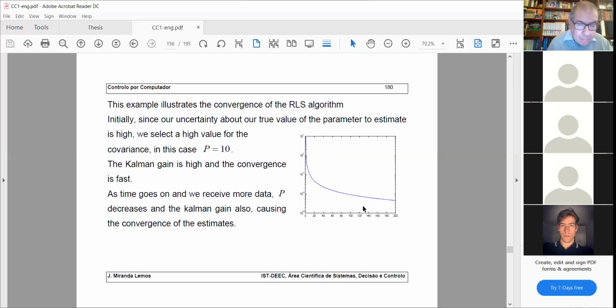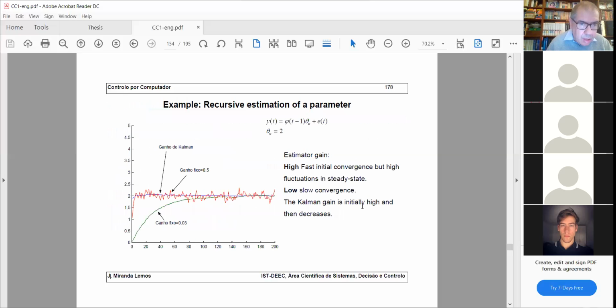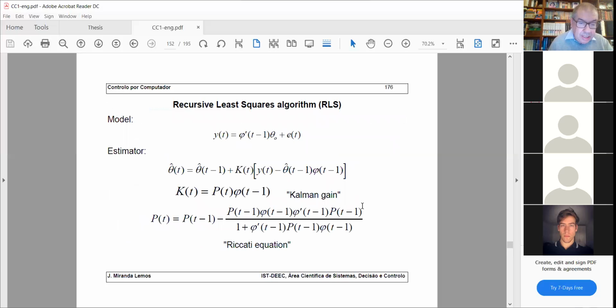So what happens in this algorithm is that you should start, if you know nothing about theta naught, you should start with any value of theta, okay, at any value of the estimate, and a P which is a large matrix, usually a diagonal of large values, typically 1000. Okay?